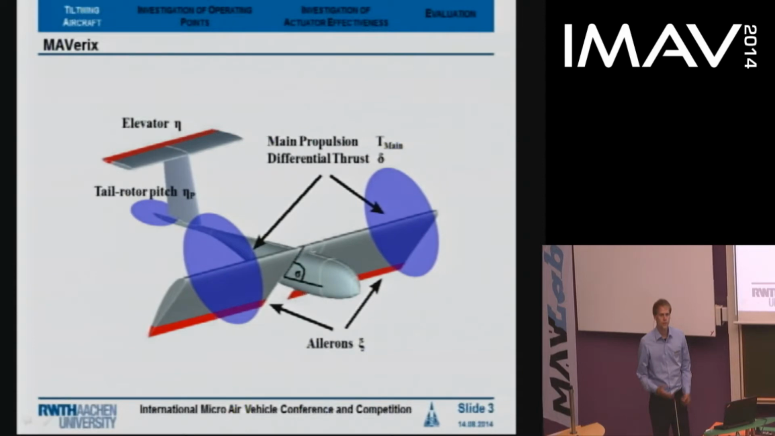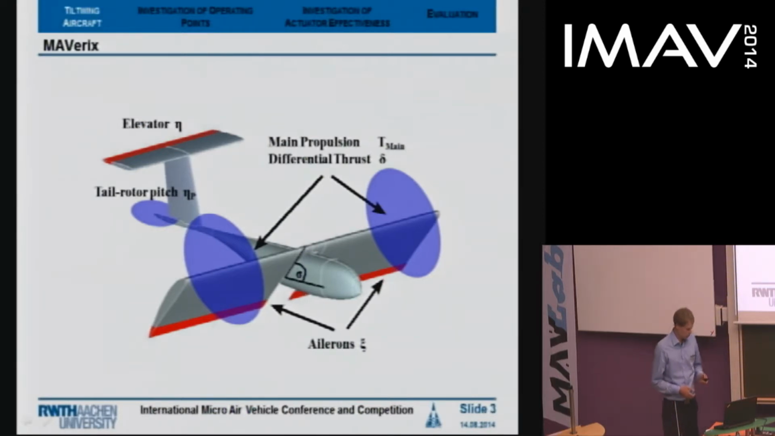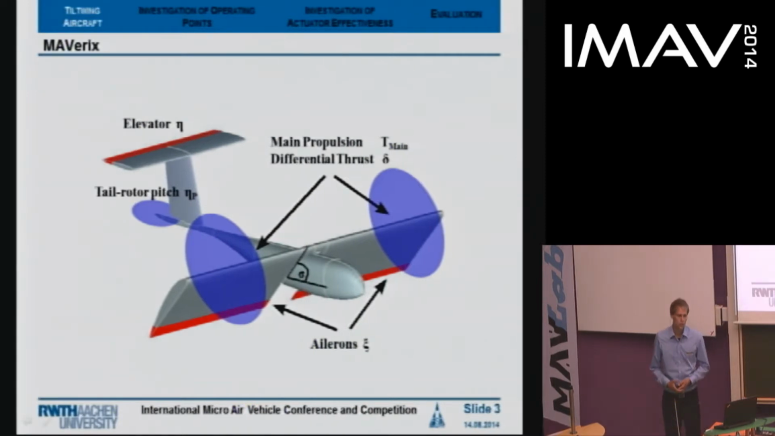The tilt wing itself can be seen as a combination of two different concepts of aircraft. On one hand, we have the fixed wing, where the lift is generated by the wing. And on the other side, we can tilt our wing up to 90 degrees for VTOL and hover, and there the propulsion system produces the lift. The MAV itself is equipped with an additional tail rotor, so we can control the pitching moment in hover.